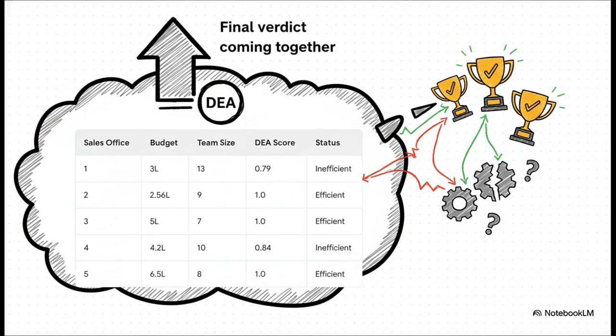And here's the final verdict. All the data in one place. You can see it clear as day. Offices 2, 3, and 5 all managed to achieve that perfect 1.0 score. They are our efficient units. But offices 1 and 4, even after making their best possible argument, were flagged as inefficient, scoring 0.79 and 0.84.